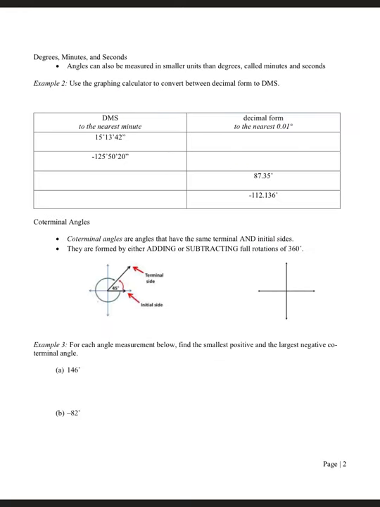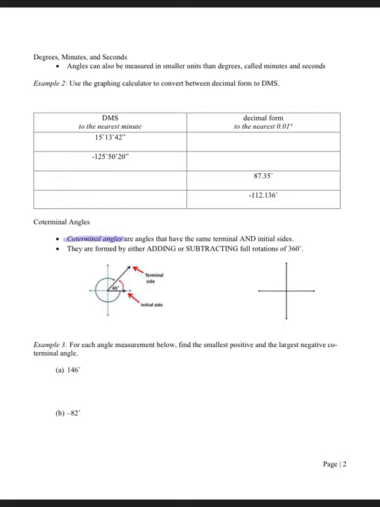Okay, the next thing we're going to be talking about is degrees, minutes, and seconds. We will do this in class together because this is going to be calculator work. So we'll walk through this one together. So let's skip down to the next thing where we have coterminal angles. This is a vocab word that you want to make sure you are familiar with, coterminal angles.